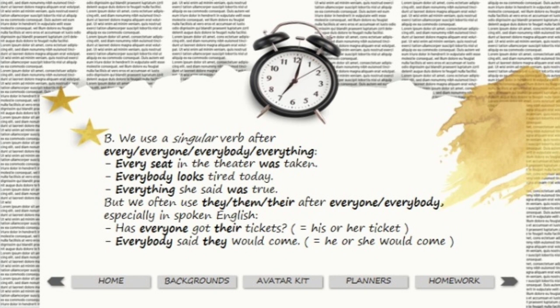B. We use a singular verb after every, everyone, everybody, and everything. For example, every seat in the theater was taken. Third example, everybody looks tired today. But we often use they, them, or their after everyone or everybody, especially in spoken English. For example, has everyone got their tickets? It means his or her tickets. The other example, everybody said they will come. It means he or she will come.